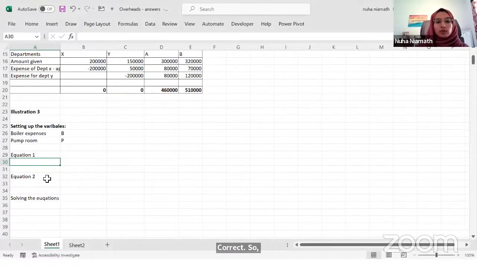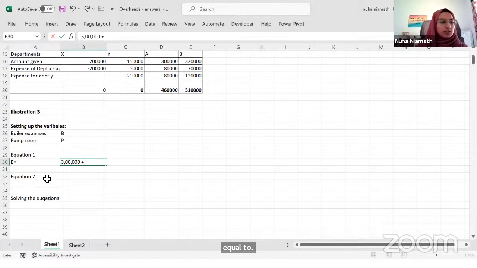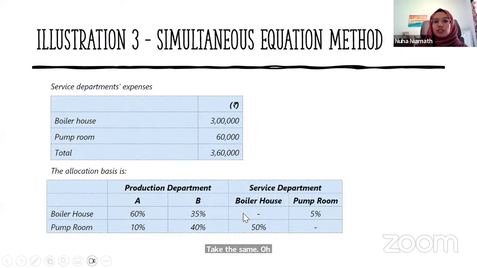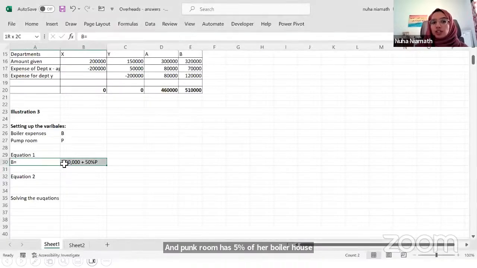So let's look at it this way. Pump room expenses P, so P is equal to 3 lakh, which is already given, plus 50% of pump room expense. So you can see that boiler house has 50% of the pump room expenses and pump room has 5% of the boiler house expenses. Correct? So this is our first equation.